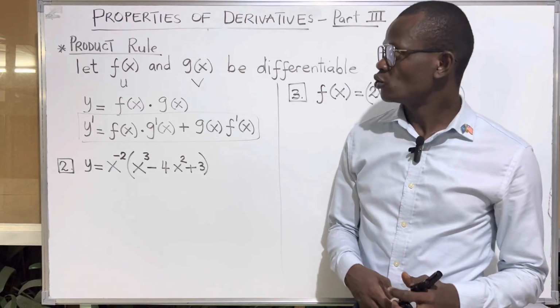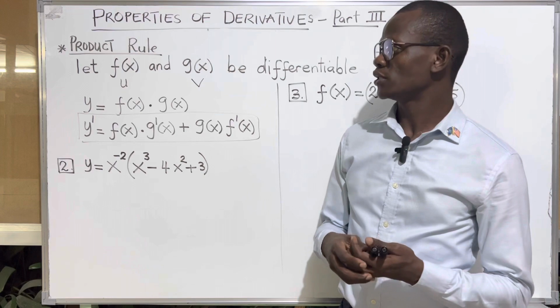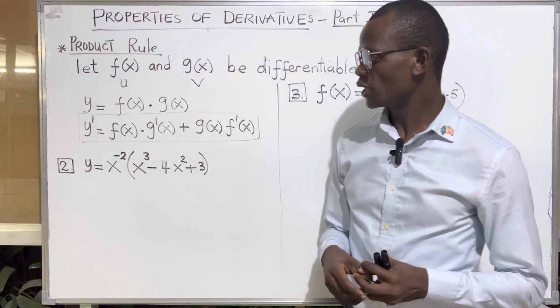Hi guys, welcome back to additional problems under the product rule. So we want to look at these two problems.